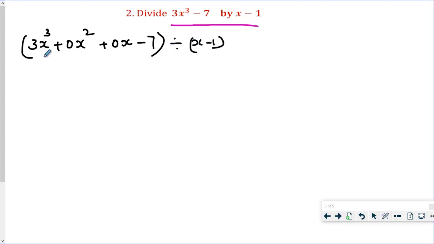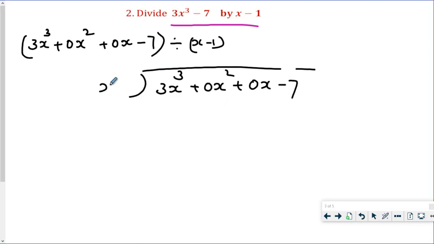That is, write the polynomial based on the power of the variable. Power that should be in the descending order. So here you can take the polynomial 3x cube plus 0x square plus 0x minus 7. That one we have to divide by x minus 1.